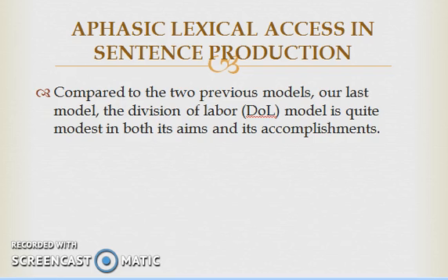And then the last one is about aphasic lexical access in sentence production. Compared to the two previous models, our last model, the Divisions of Labor or DOL model according to Gordon and Dell 2003, is quite modest in both its aims and its accomplishments, and it is noteworthy as one of the few connectionist models of aphasia that actually attempts to simulate the production of sentences as opposed to single words.